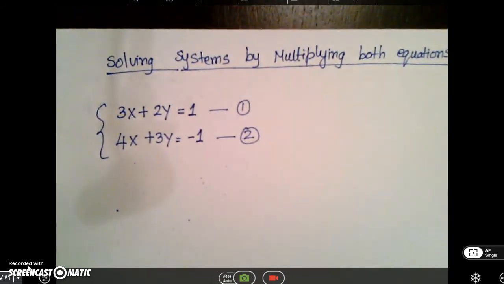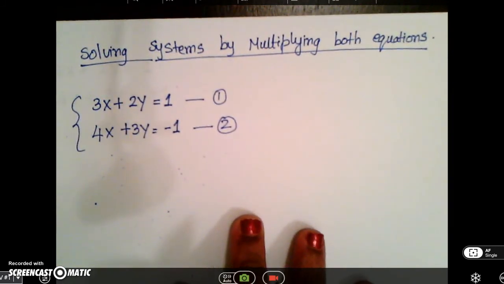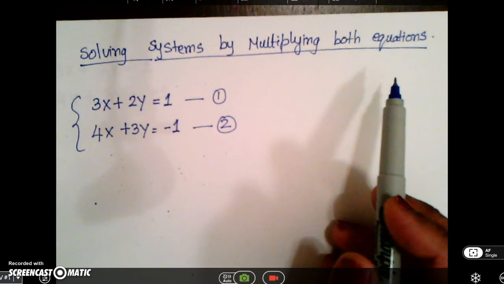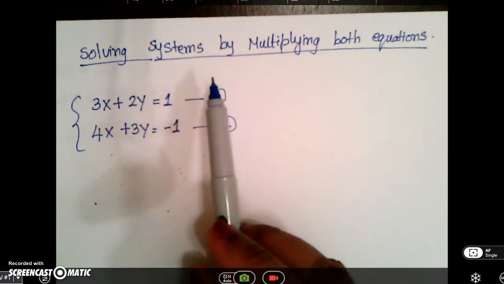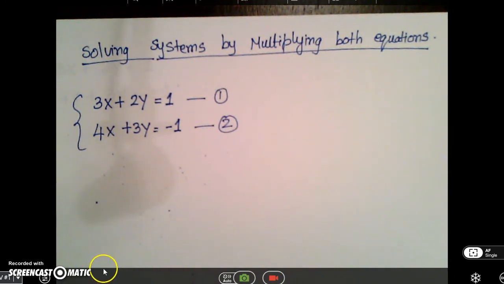So now comes elimination, solving systems by multiplying both equations. This is also the elimination method, but I'm going to solve it by multiplying both equations. My video is running out of time, so I'm going to continue this in part 2.